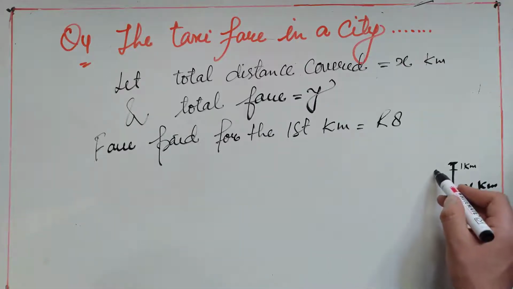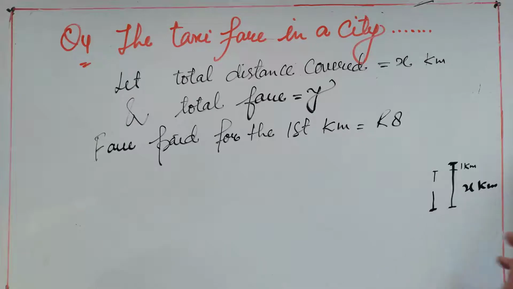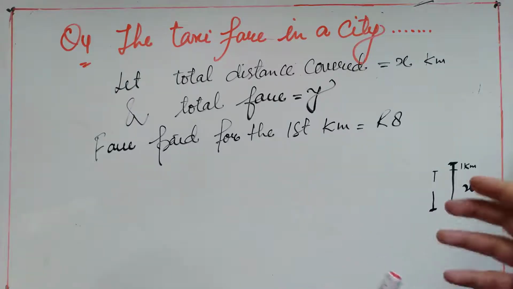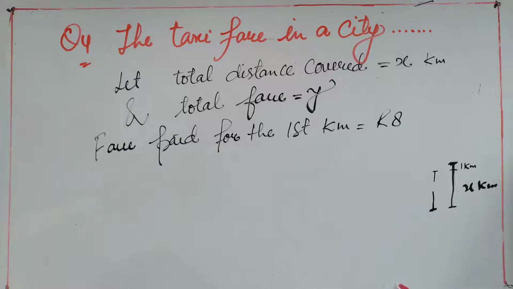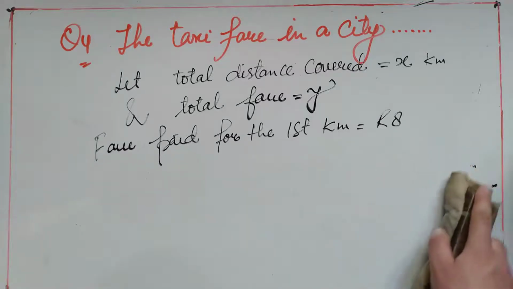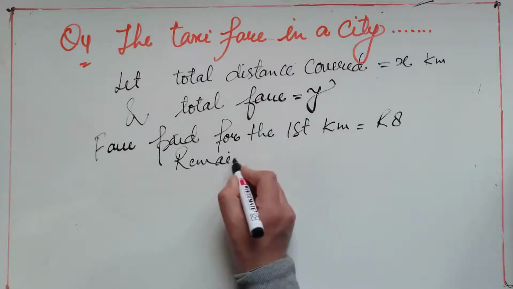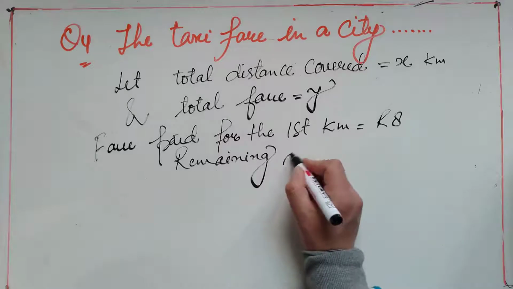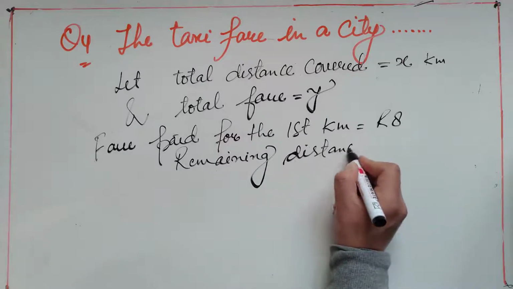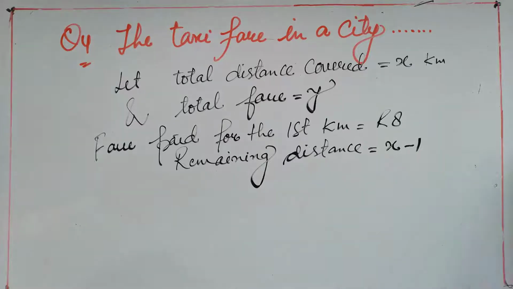Now can you tell me what is the remaining distance? Total was x. You took out 1 kilometer from it. So the remaining distance is x minus 1, because total was x and you paid fare for 1 kilometer. So the number of kilometers for which you have to pay the remaining fare is x minus 1. So we will write down the remaining distance equals x minus 1 kilometers.